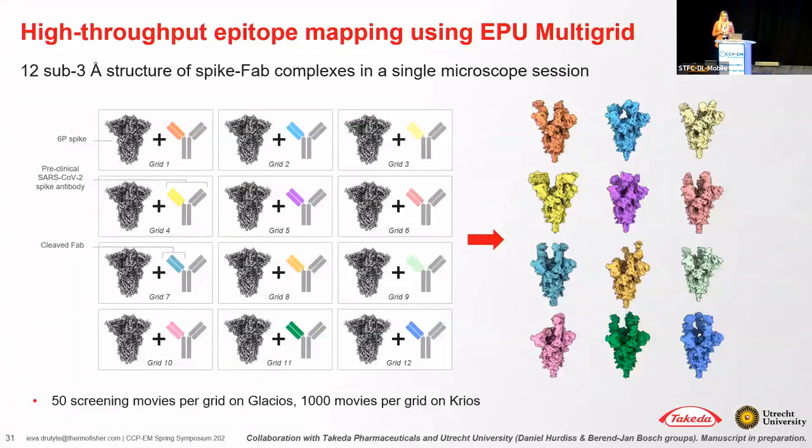We did do screening on the Glacios by collecting 50 movies and then doing 2D classification as a sanity check. And then for every data set, we collected 1,000 movies on the Krios. And quite surprisingly, all 12 complexes resulted in global reconstructions below 3 angstroms. And we were really surprised by that, because at that point, a lot of papers showing epitope mapping were using 5,000, 6,000, or 7,000 movies as a data set.